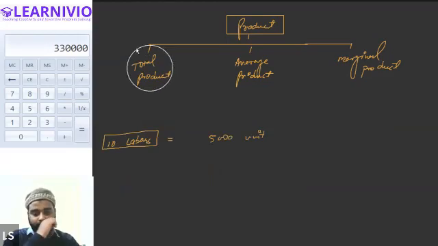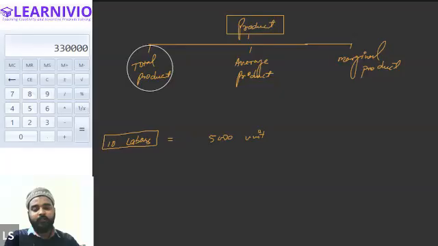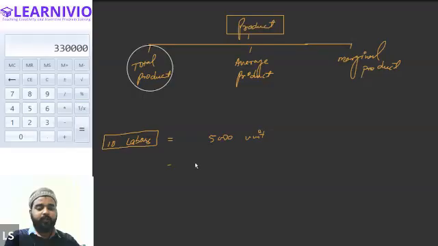Is this clear, Alexander? Yes, sir. Total quantity produced by all the labor will be total product. Now, can you tell me, if 10 laborers are able to produce 5,000 units of output, how many units of output are produced by one single labor? 500. And how did you calculate this?